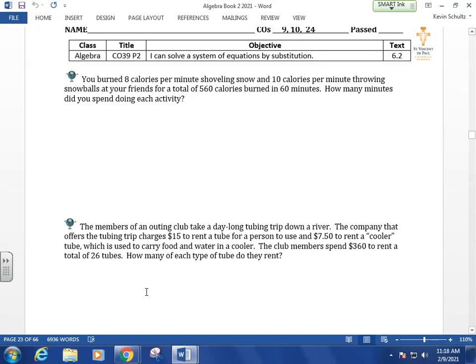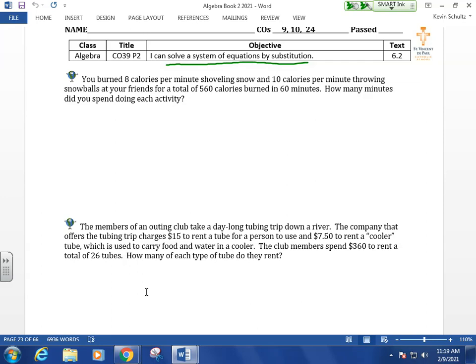One good day in algebra. We're moving on to CO39 part 2, which is still solving a system of equations using that substitution method. But the difference here is that now you get to write your own system. So you're writing the equations and then solving them, which is why we spent so much time on the solving piece, so that hopefully you're not trying to do two new things at once. You're comfortable enough with the solving that once the equations are written, then you know where to go from there.